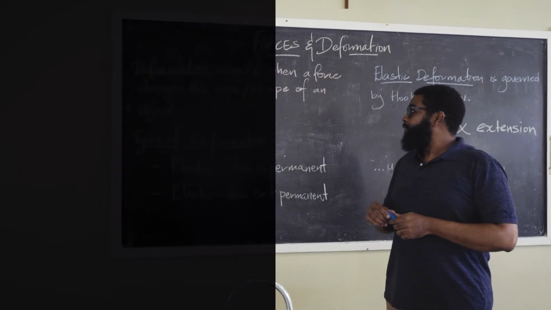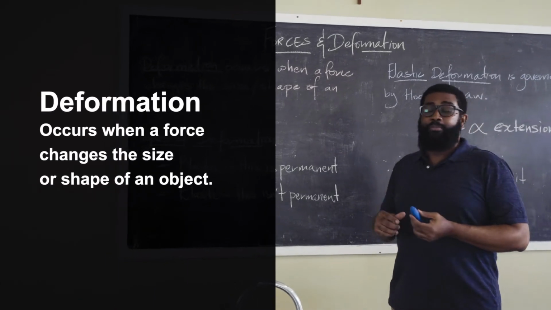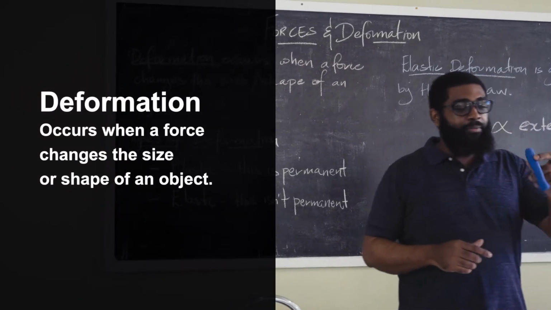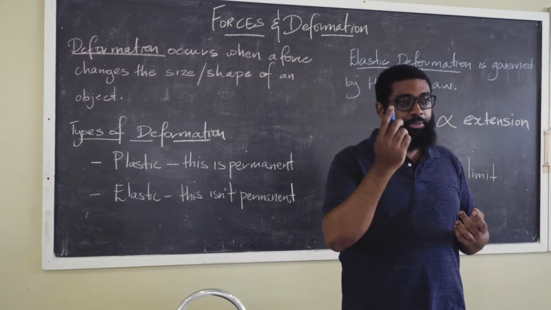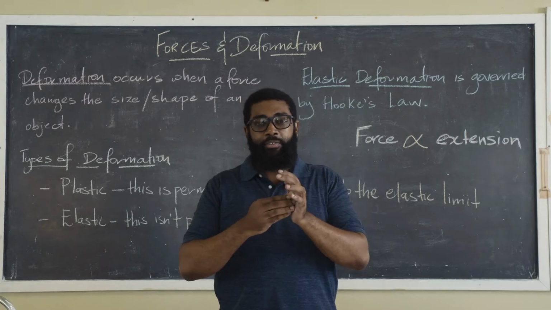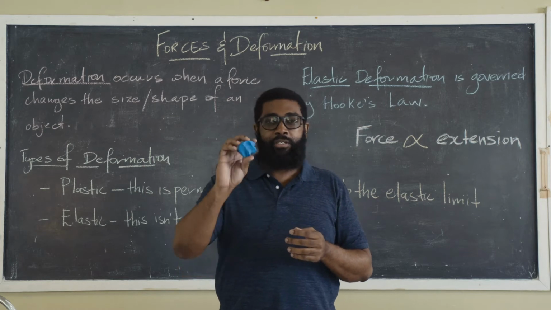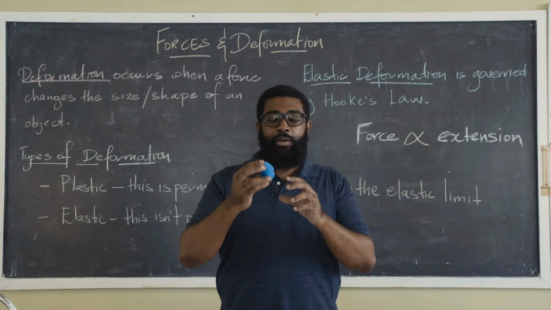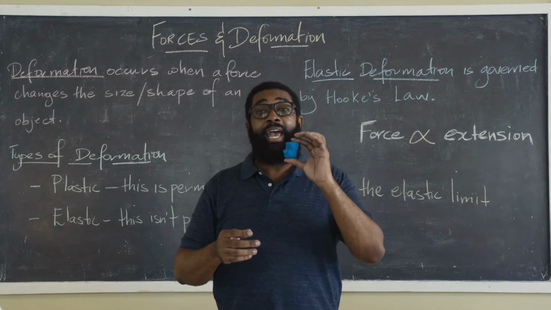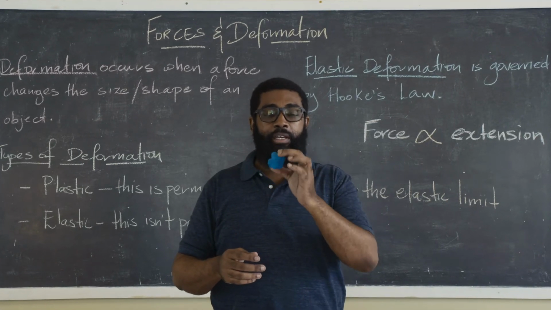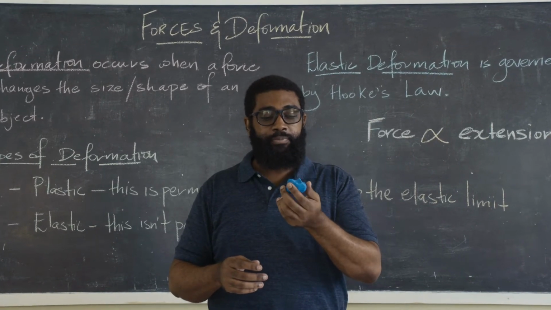Now, let us look at deformation. Deformation occurs when a force changes the size or shape of an object. I have in my hand a piece of blue Play-Doh. If I apply a force by just simply squeezing it, I have changed its shape. Compared to how it was before, I can say that I have deformed it through the application of a force.